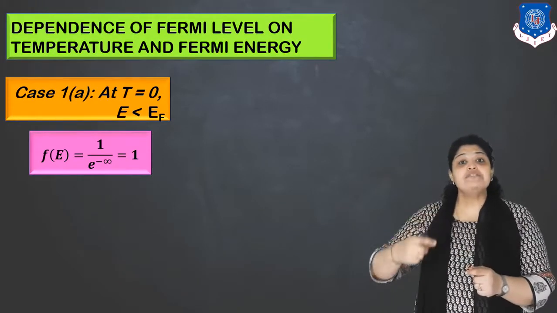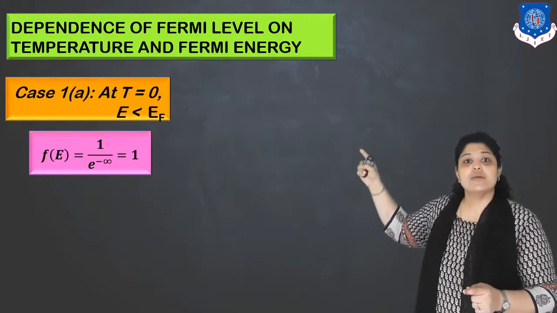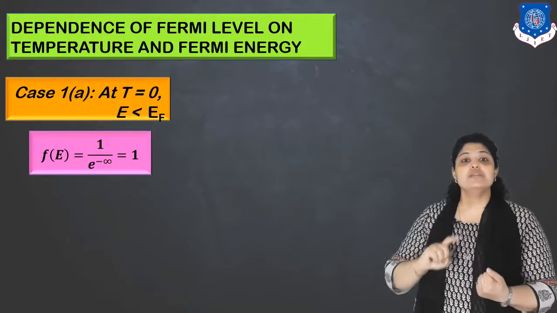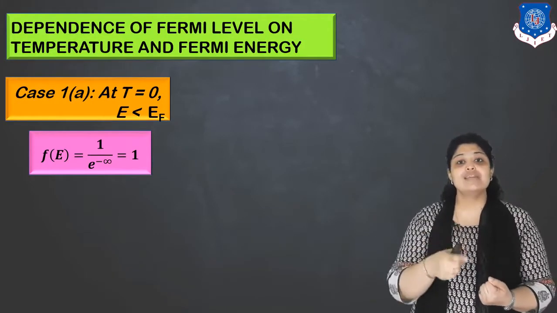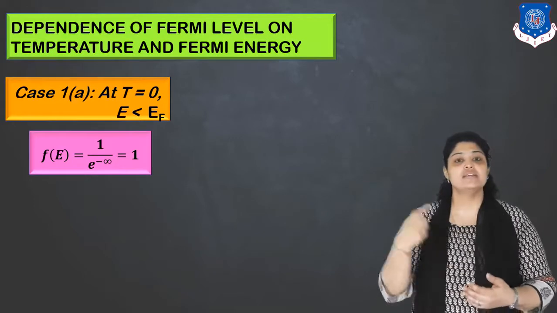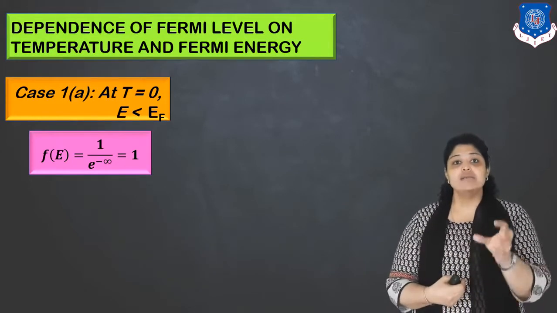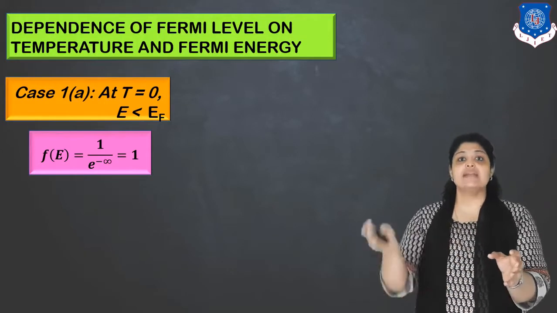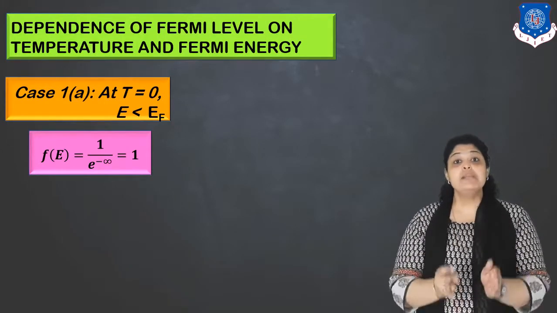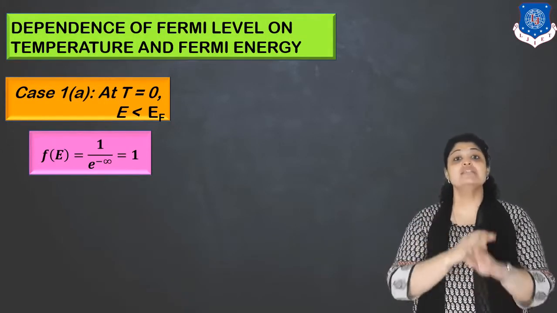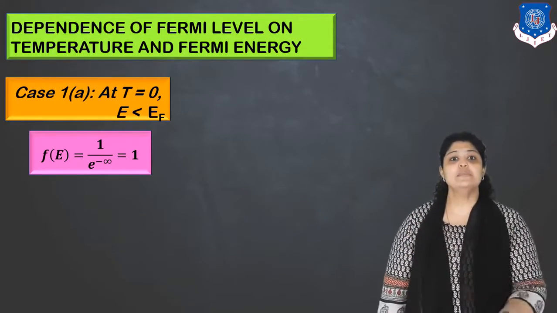But because we have taken E less than EF in this equation, your probability function will be 1 upon e raised to minus infinity, which will give you the answer as 1. That means for a temperature T equal to 0 and E less than EF, the probability of occupancy is 1, meaning 100% of levels will be occupied.